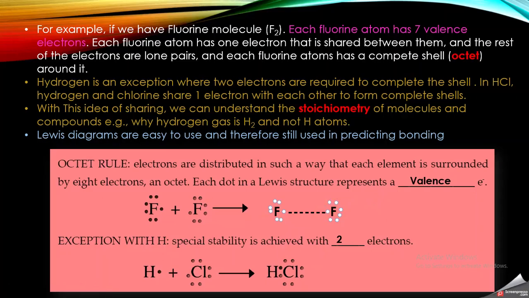Hydrogen is an exception because it needs only 2 electrons to complete the shell, and it doesn't require an octet. In HCl, hydrogen has 1 electron, and chlorine has 7 electrons, because chlorine is in the 7th group. It is a halogen, and when we have the 7th group, it means it has 7 electrons in the outermost shell. So a single bond is formed between hydrogen and chlorine, and you can see that 1 electron from here and 1 electron from here are shared between the two atoms.